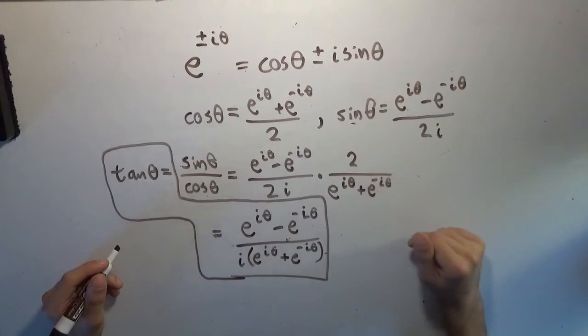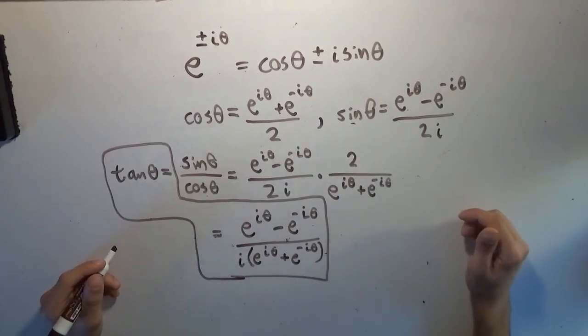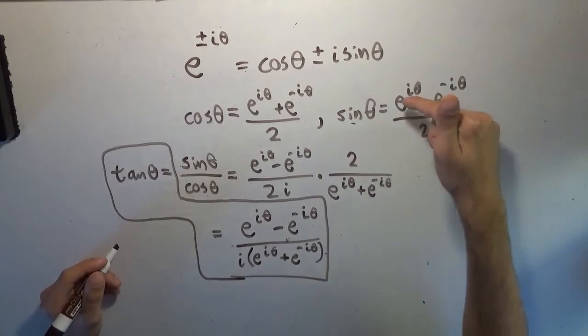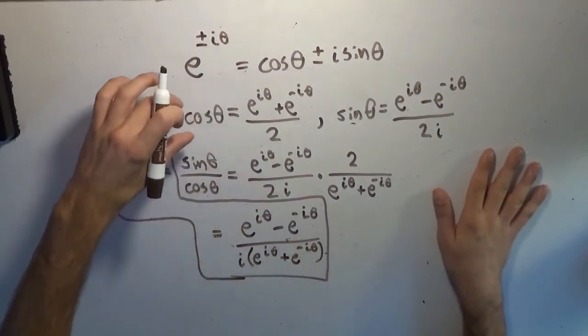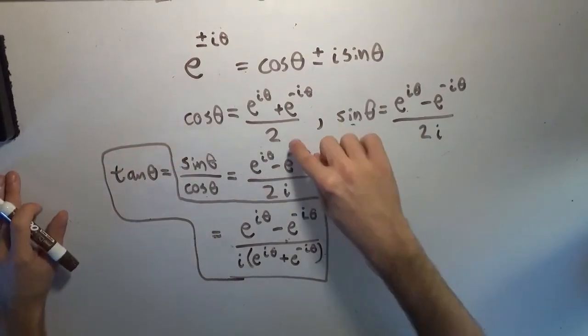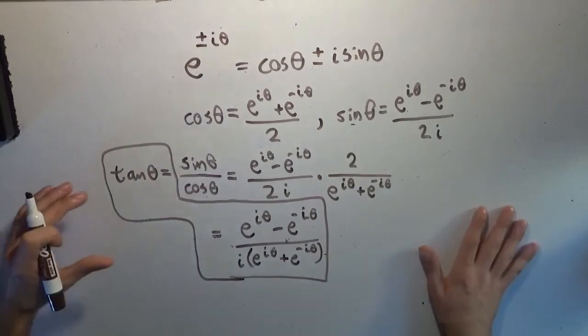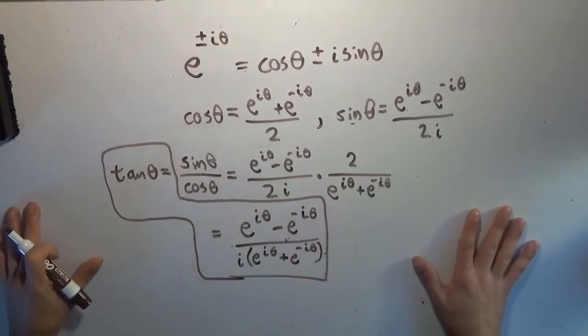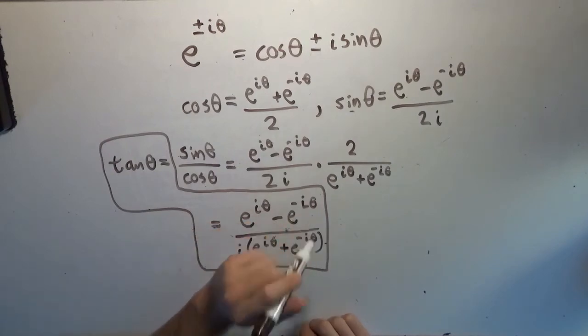The reciprocal of sine is cosecant, and so the cosecant function, in terms of complex exponentials, is just 2i divided by e to the i theta minus e to the negative i theta. The secant function, which is the reciprocal of the cosine function, is just 2 divided by e to the i theta plus e to the negative i theta. The cotangent function, which is the reciprocal of the tangent function, is simply the reciprocal of this. So it would be i times e to the i theta plus e to the negative i theta divided by e to the i theta minus e to the negative i theta.